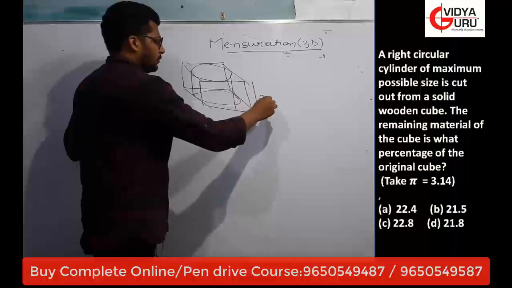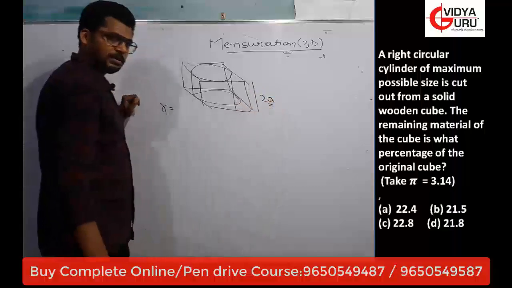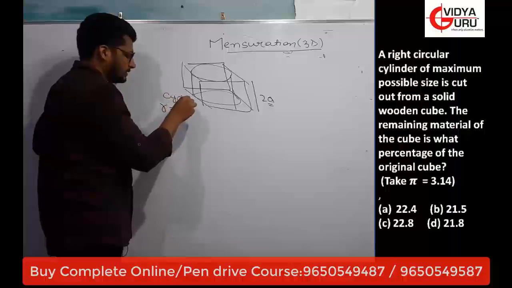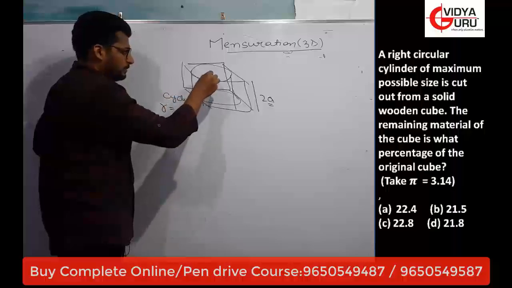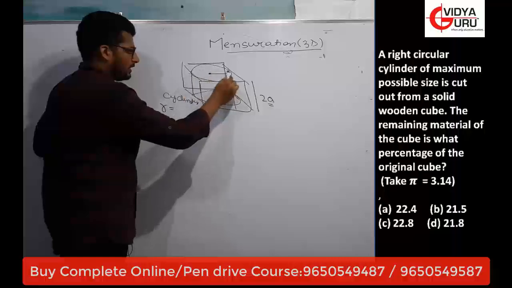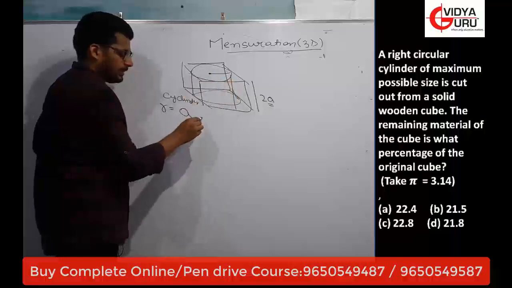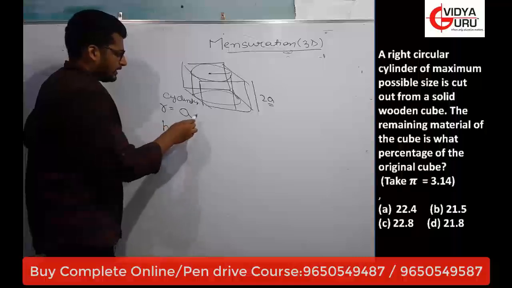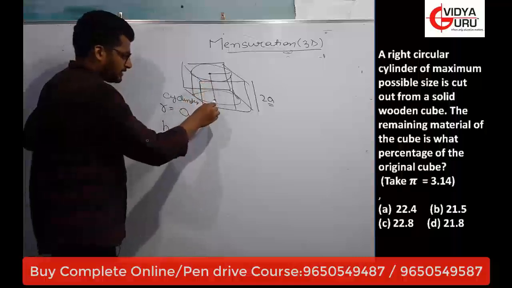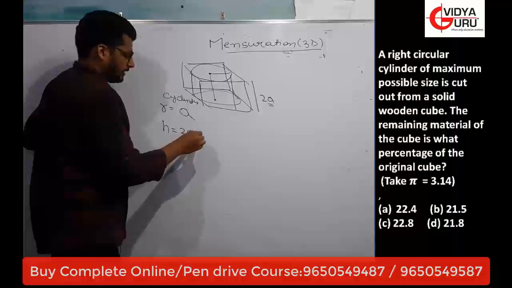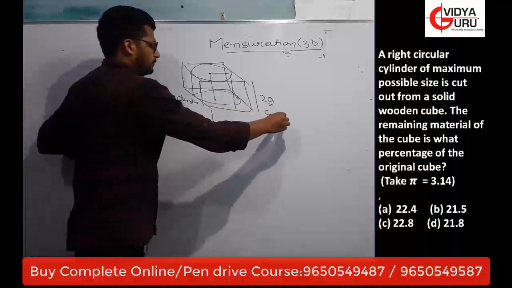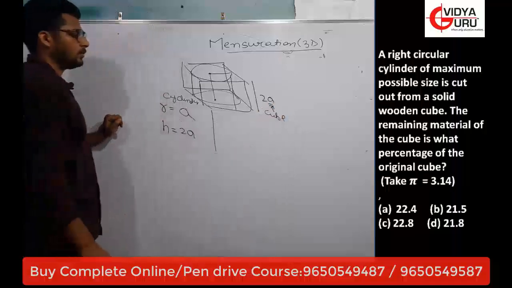Let side of cube be 2a. So radius of cylinder will be half of the length of cube. So radius will be a. And what will be the height of cylinder? Height will be equal to the side of cube, which is equal to 2a. This is side of cube.